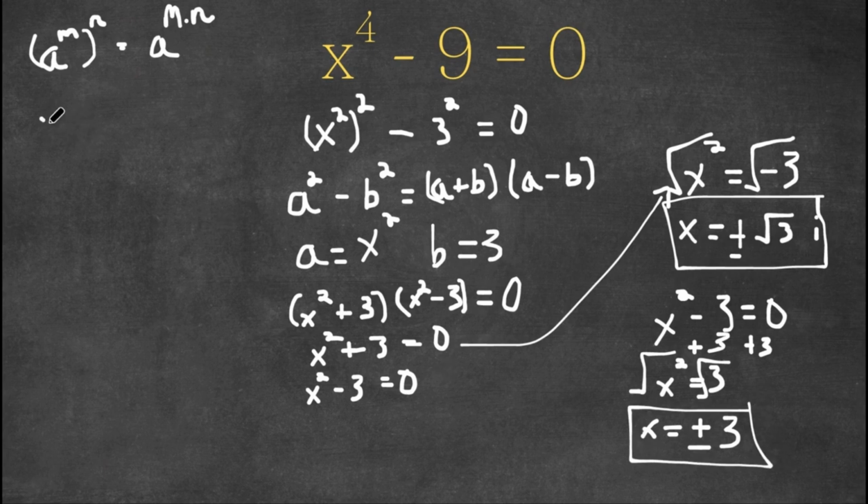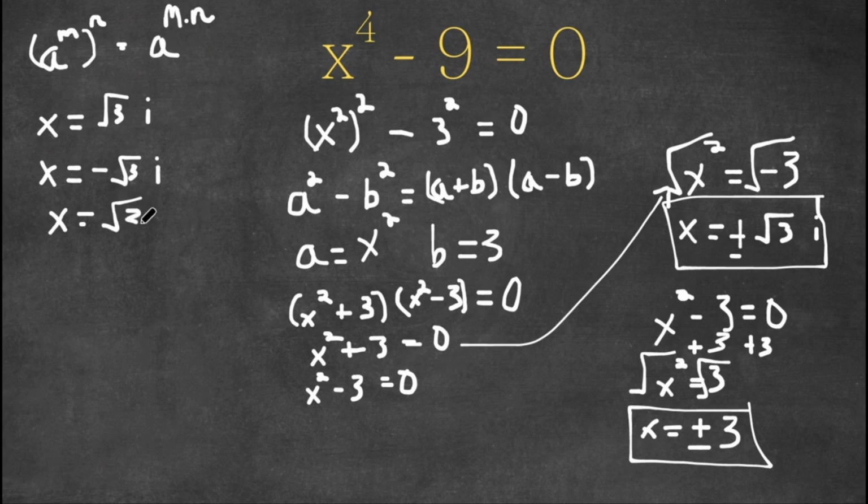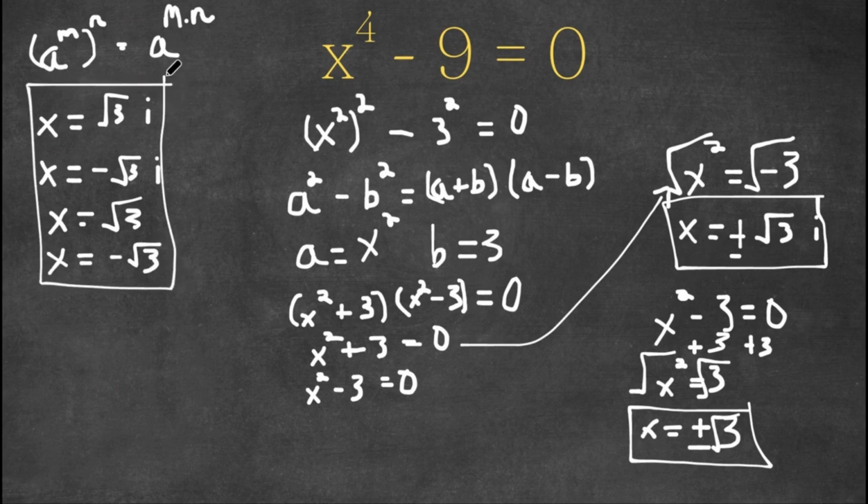So now our four solutions are x equals square root of 3i, x equals negative square root of 3i, x equals square root of 3, and sorry, forgot to put that over here. And x equals negative square root of 3. So these four are our solutions.